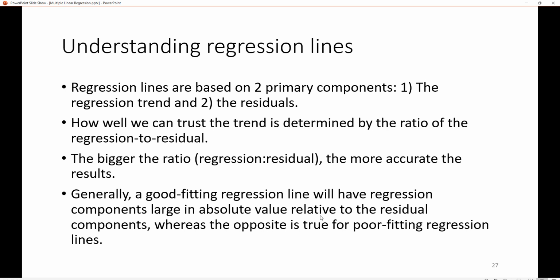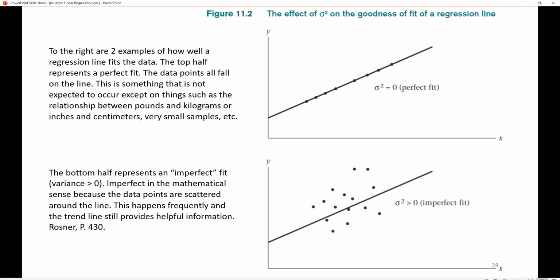Generally, a good fitting regression line will have regression components large in absolute value relative to the residual components, whereas the opposite is true for poor fitting regression lines. And here's an example of regression lines and how they could fit. To the right are two examples of how well it fits. The top half represents a perfect fit. We see all the dots on the regression line.